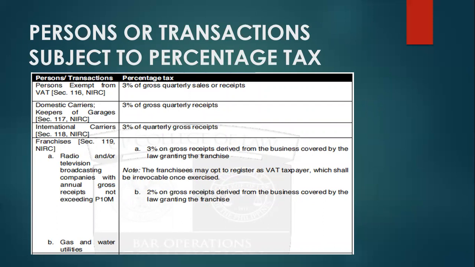Okay, before I go on to that, I'll just read to you the provision of Section 116. Here is the summary, persons or transactions subject to percentage tax. This is the summary of the NIRC. Section 116 provides that any person whose sales or receipts are exempt under Section 109 BB of this code from the payment of value added tax and who is not a VAT registered shall pay a tax equivalent to 3% of his gross quarterly receipts. Okay, that's line item number 1. So those persons exempt from VAT are liable to pay 3% of gross quarterly sales, provided that cooperatives shall be exempt from the 3% gross receipt tax herein imposed.